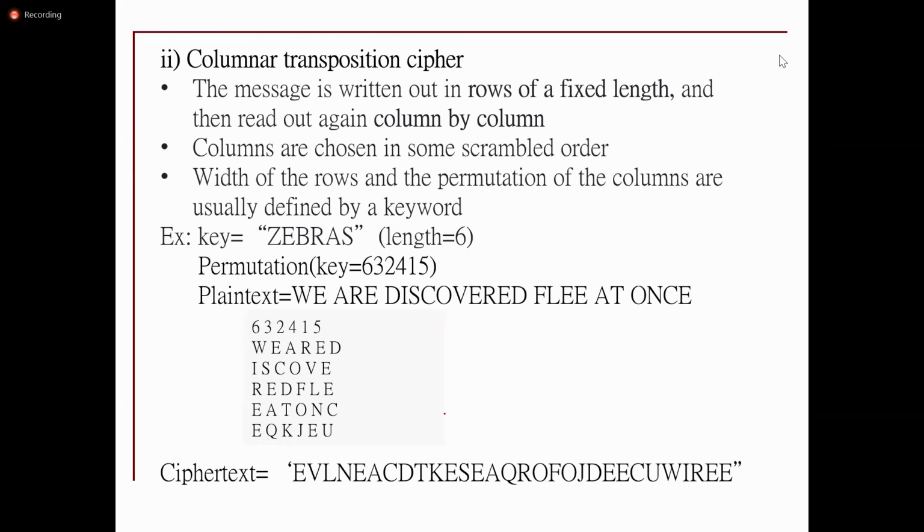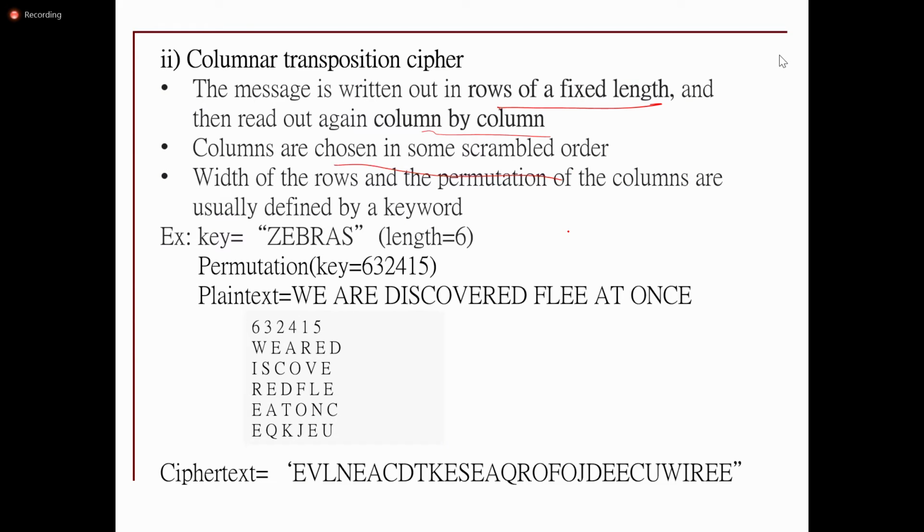Coming to the second technique, that is the columnar transposition technique. In this also, only the plain text position will be altered. All the characters, alphabets position will be altered. How it is going to generate the ciphertext: the message will be written in the form of rows of fixed length, and to write the ciphertext, it will collect in the form of columns. Columns are chosen in a scrambled order.